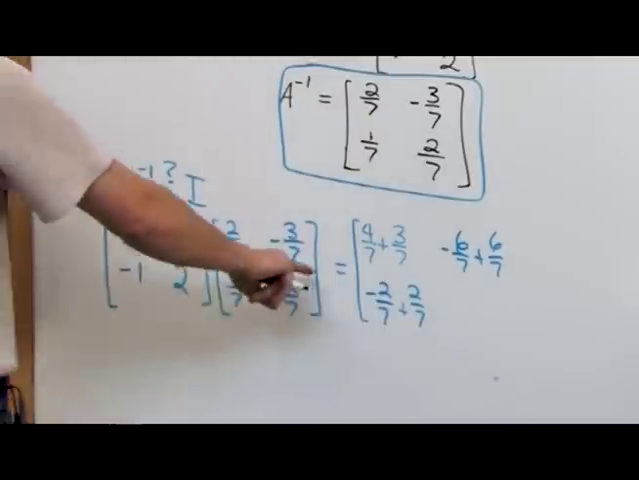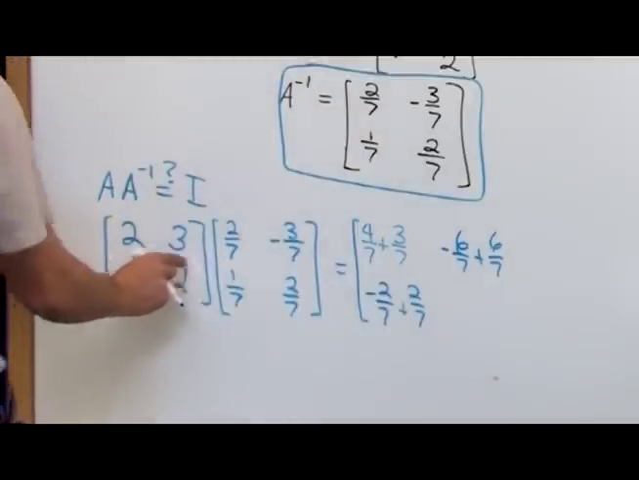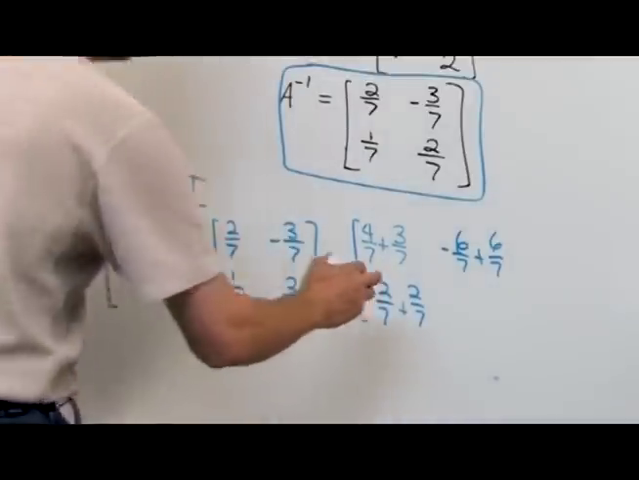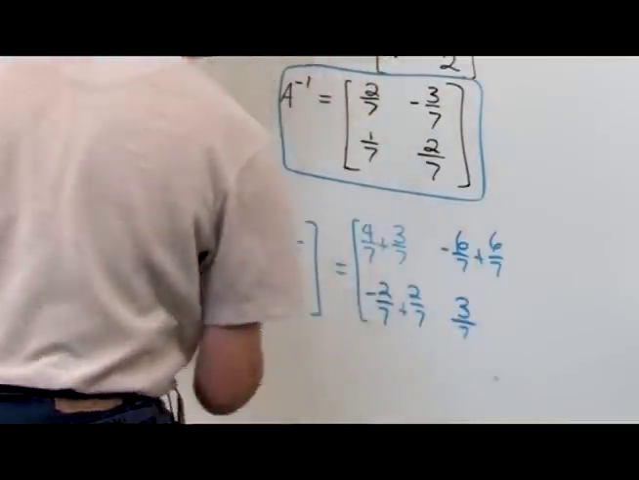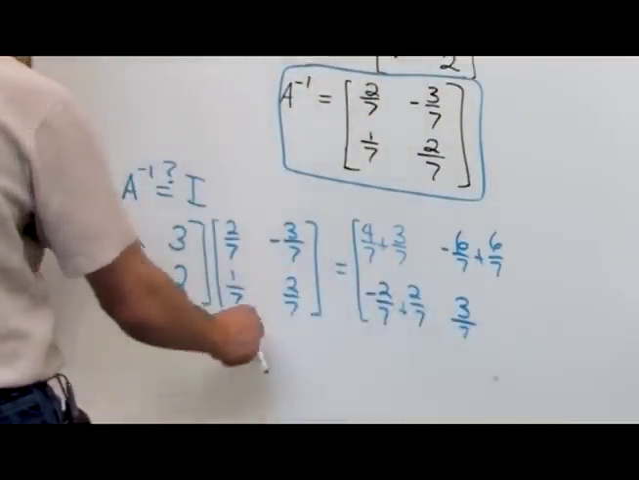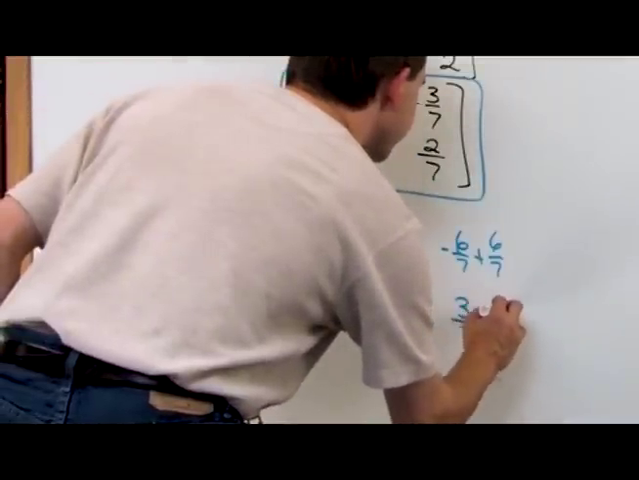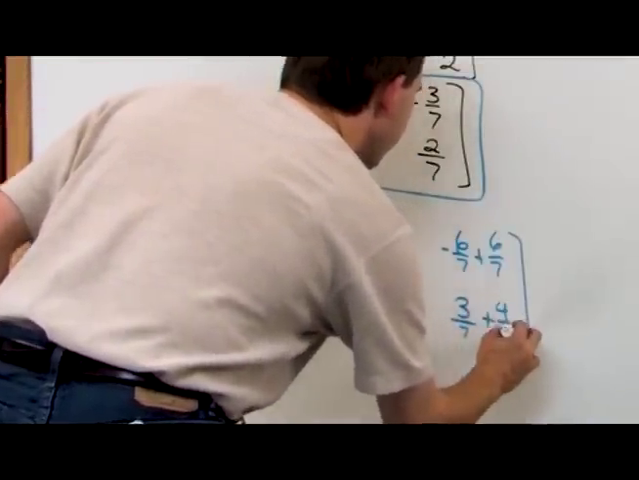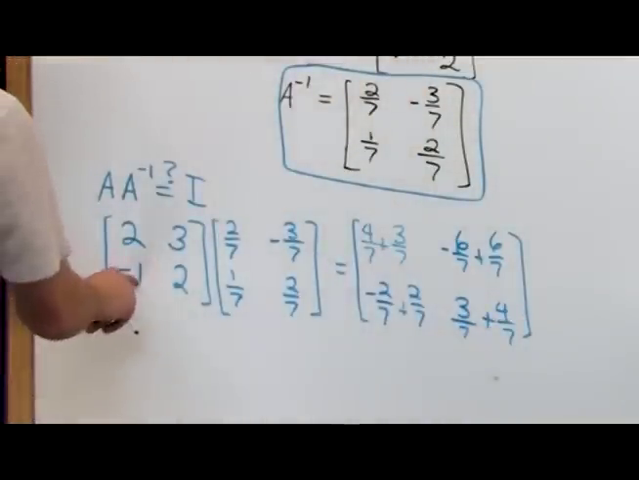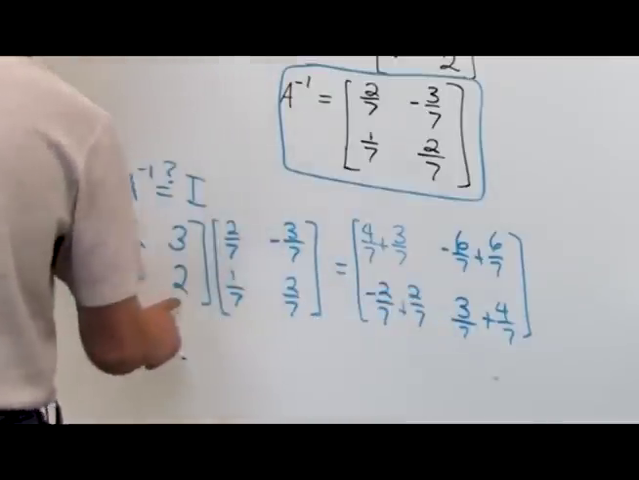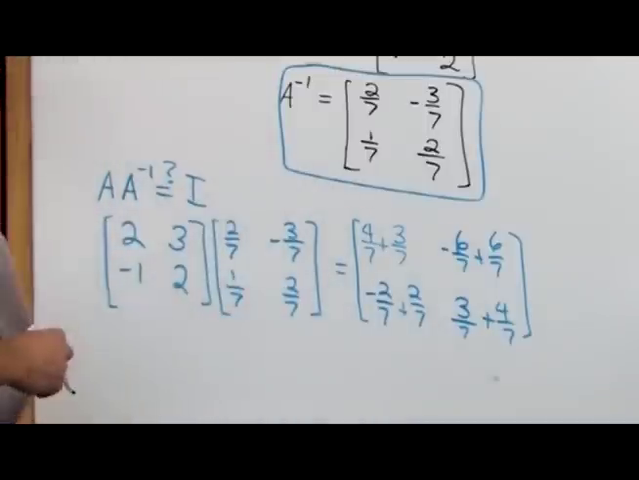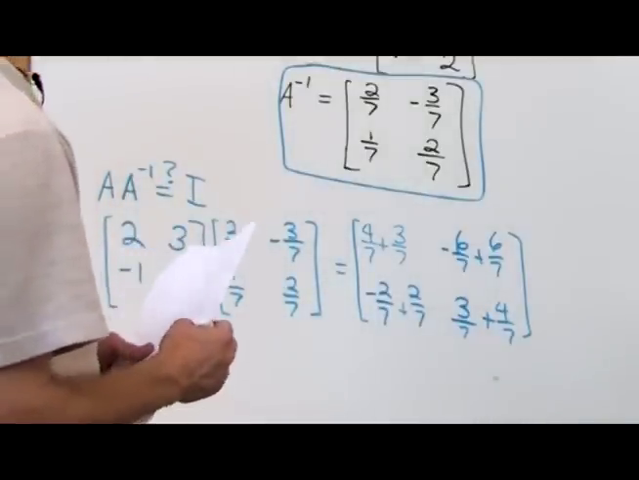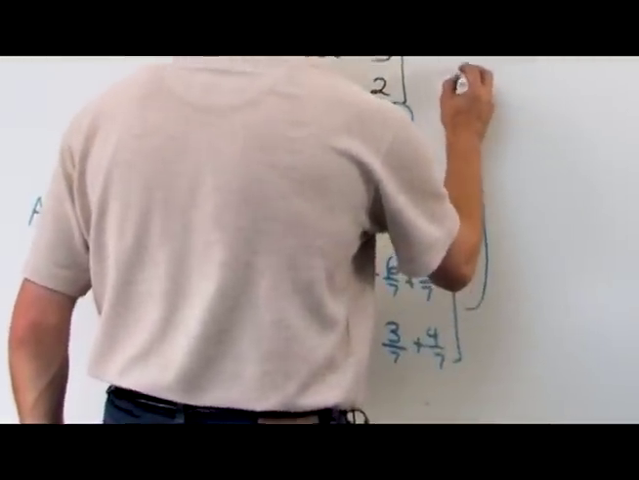Now let's go to the next column, over and down. Negative 1 times negative 3/7 is positive 3/7, plus 2 times 2/7 is going to give me 4/7. Again, this times this gives me this, this times this gives me this, over and down. Now let's continue and see if we can make any sense out of it.